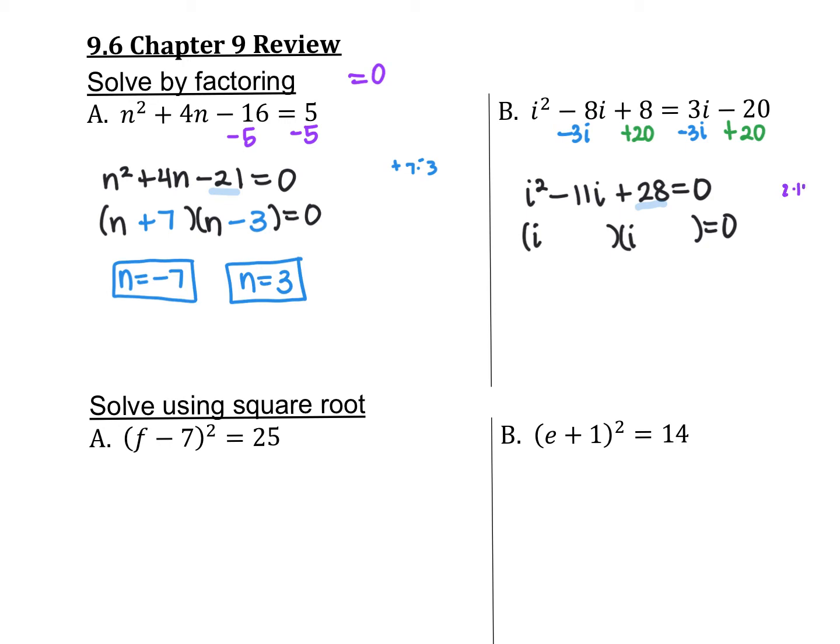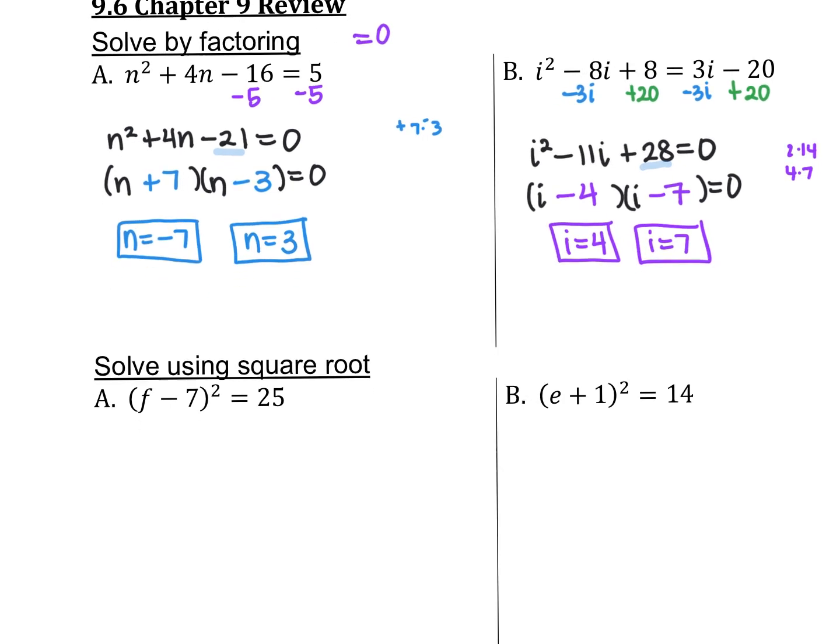2 times 14. 2 plus 14 is not 11. How about 4 times 7? 4 times 7 is 28. If I do 4 plus 7, I do get 11 because it's a minus 11. It's going to be a minus 4 and a minus 7. So that's factored form, and now I'm going to solve it. Since it's i minus 4 equals 0, I get i equals positive 4 as one of my solutions, and if I add 7, I get i equals positive 7 as my second solution.